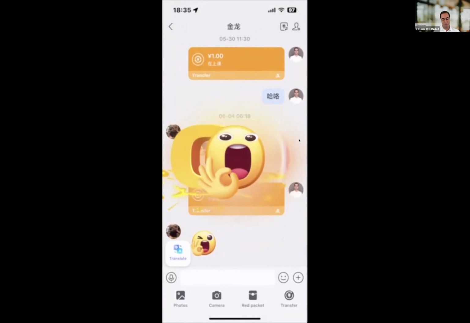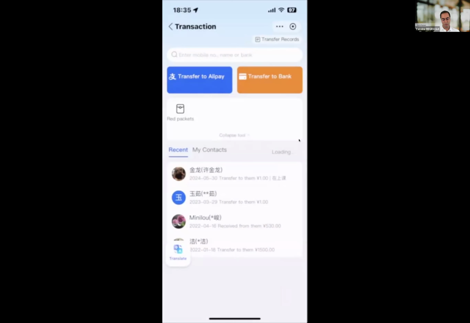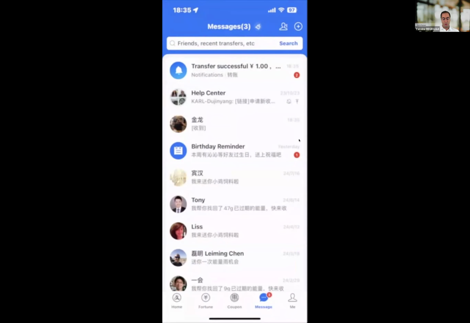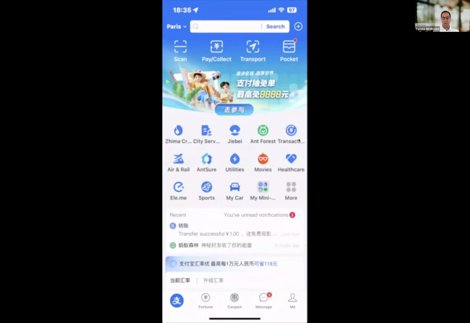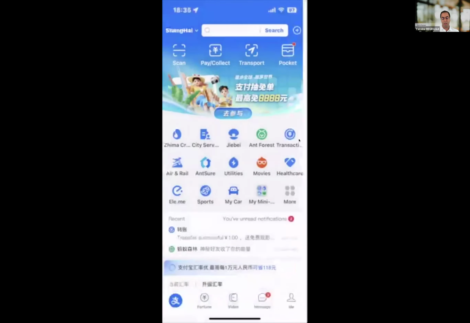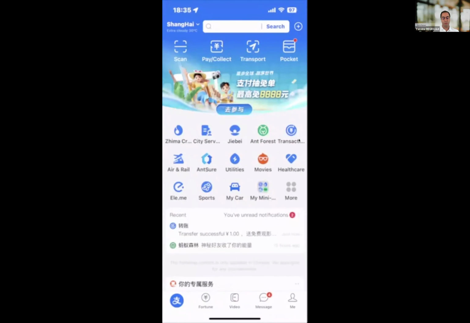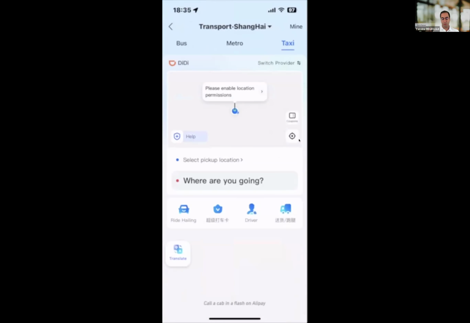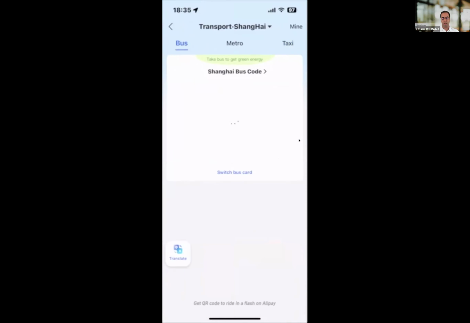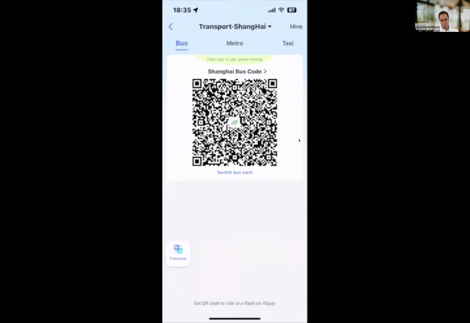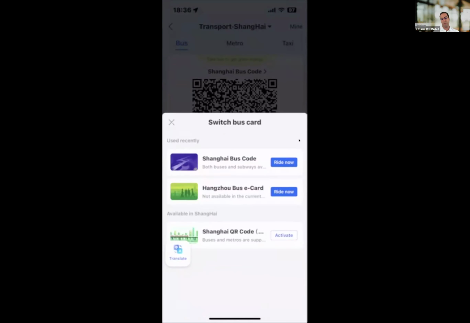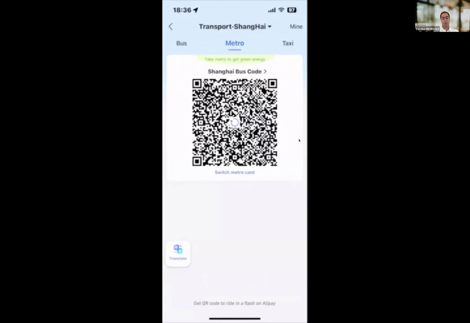So I can also talk with my friend, and here you can see I had to transfer him some money in the past. So I go back to the home page, and here you can see I'm in Paris, but if I go to Shanghai and I want to use, for example, the metro or the bus, I can click on transport, and I can click on bus, and here I will have a bus QR code, meaning that I will not need to go to buy a ticket or a bus card. I will automatically have this QR code generated. And this is, for example, for the city of Shanghai, but I can select one of the other cities that I have registered on. Same thing with the metro.